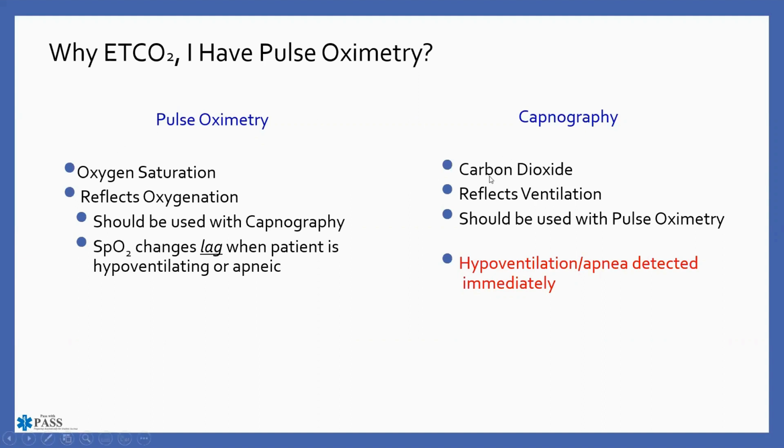Capnography, on the other hand, looks at carbon dioxide, and this is reflective of ventilation. Remember that ventilation is a byproduct of metabolism. It should be used with pulse oximetry, so that goes the other direction. But here's really where it comes in to be important.